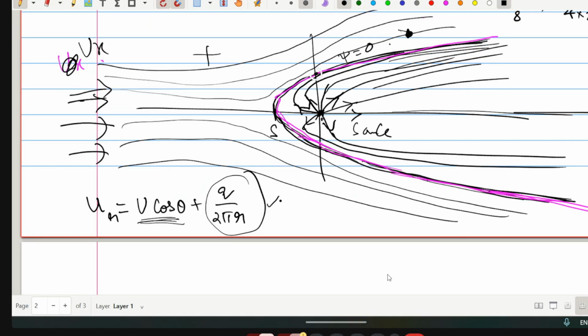So here the cos theta value is 0, and at theta equal to 0, u is cos 0, that is 1. This is u plus, the maximum value is u and the minimum value is 0 as you move from theta 0 to pi by 2, right? So Q by 2 pi R.